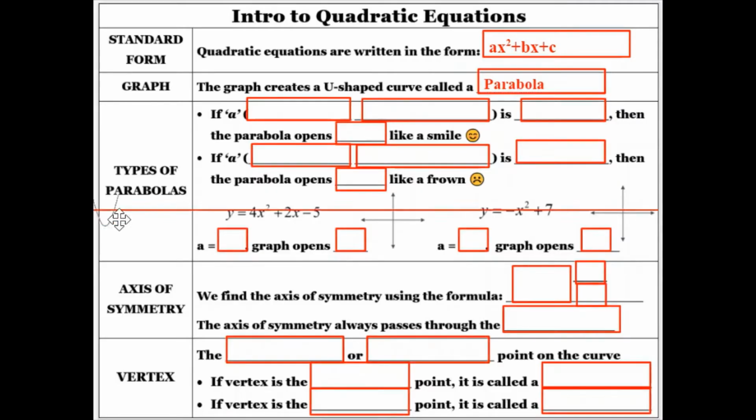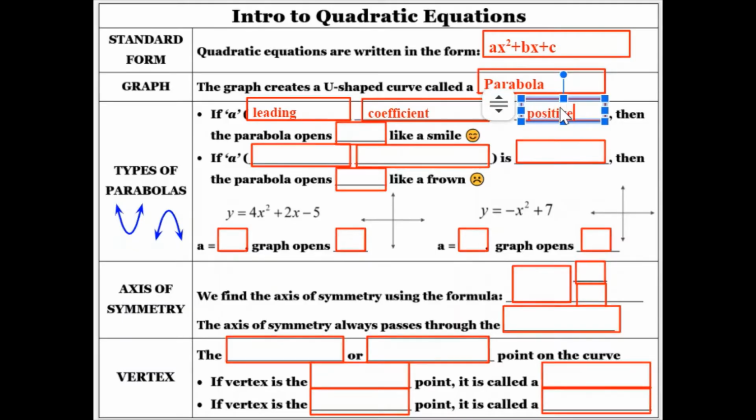And if you see off to the side these shapes, that's what a parabola looks like. So you'll notice that you have one pointing up and one pointing down. How do we know what the graph is going to look like? Well, it depends on what A is. If A, which is your leading coefficient, is positive, then the parabola will open up like a smile. So this is an example of a positive parabola.